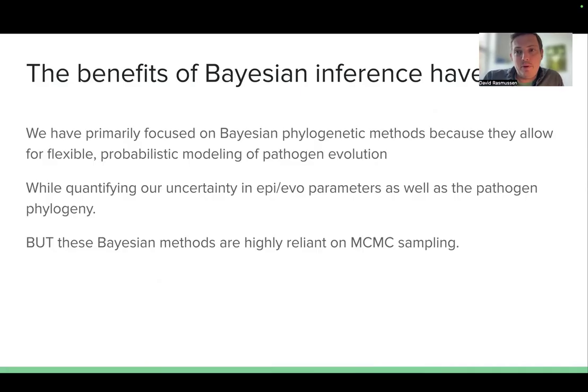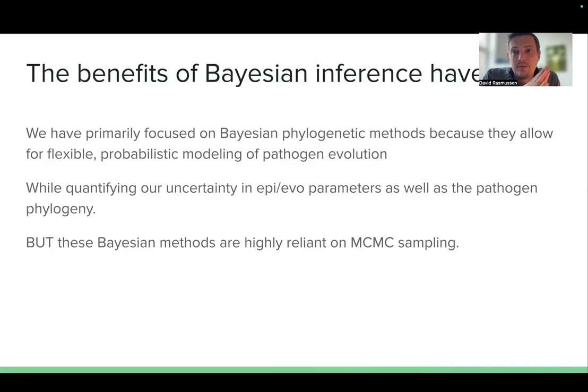And while I think there was a perfectly rational reason why we focused so much on these MCMC methods, namely that they allow for probabilistic inference of evolutionary and epidemiological parameters while accounting for uncertainty in both the parameter values as well as the underlying pathogen phylogeny, these methods don't necessarily scale super well with the overall size of genomic data sets. And this really isn't an issue with the inherent efficiency of Bayesian inference versus frequentist inference.